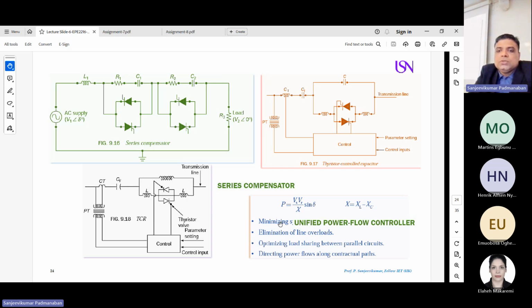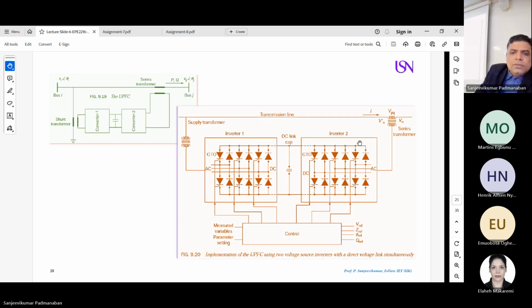These are used to eliminate lines with overload. They optimize the load sharing between parallel circuits. They direct the power flow. So you are able to control these devices, and direct the power flow from the sending end to the receiving end, and of course, from the receiving end to the capacitors to store the energy. So you are able to control bidirectional power flows by using these controlled devices. The most advanced configuration today, what we follow in real power systems, and the future of the power system is going to be power electronics.